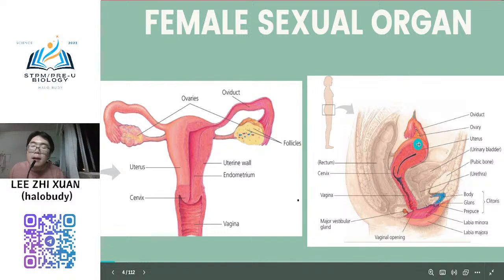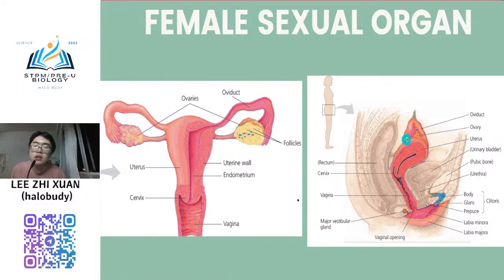Next is the female sexual organ. In the female sexual organ, the main organ is the ovary, right? This is the place that produces ovum. In general terms we call it egg, but in biological terms you need to say ovum. There is also the oviduct, or in other books, the fallopian tube. Both are acceptable.